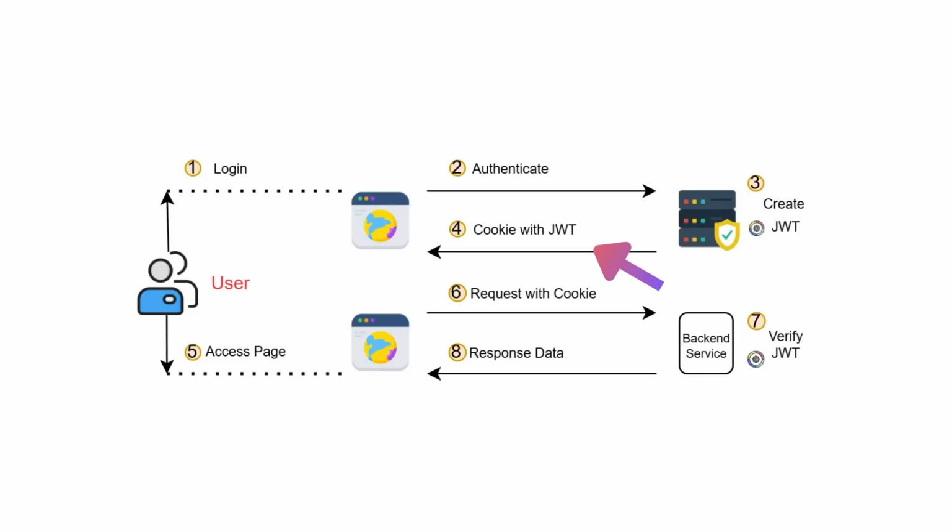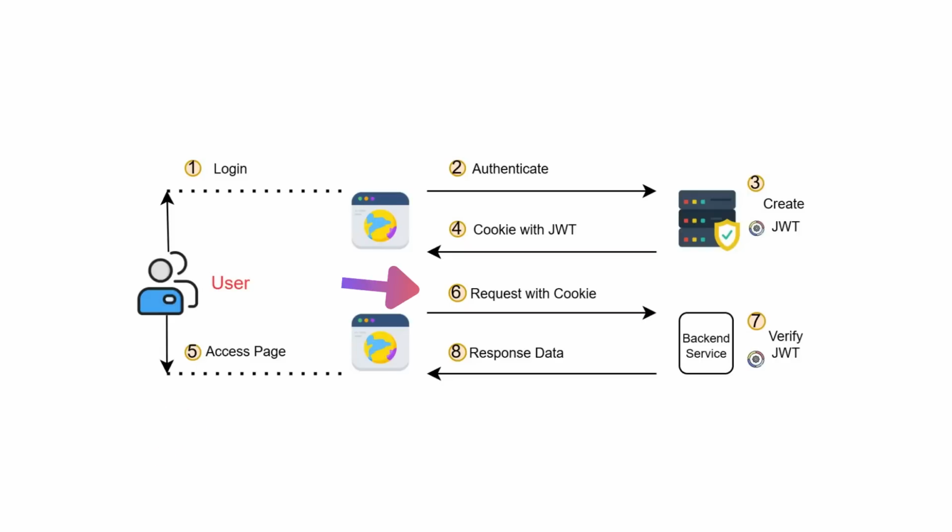In the fourth step, the server sends the JWT back to the browser, packaged securely inside a cookie. The browser stores this cookie, which will be used in future interactions. In the fifth step, the user tries to access a restricted page on the website. This is a page that only logged-in users with a valid JWT are allowed to view.